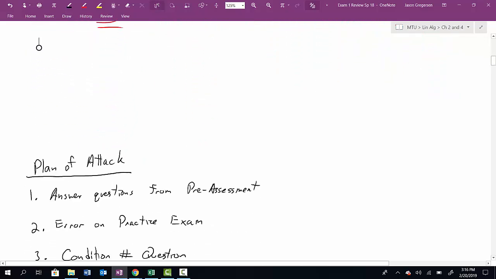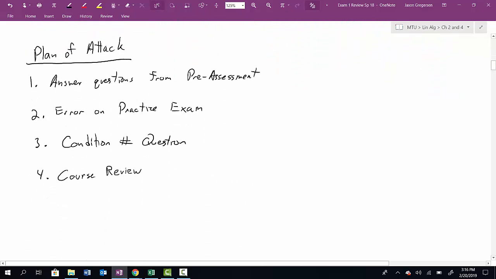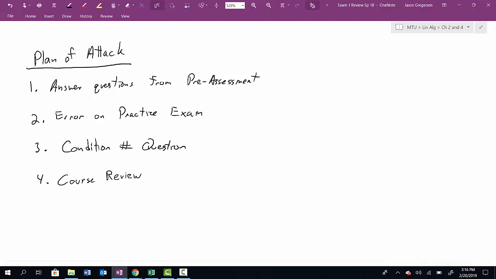All right, plan of attack for today. Answer a couple of questions from the pre-assessments. There was one error on the practice exam, kind of a numerical error, 1 times 2 ended up being 1 or something like that, so I'll point that out. One homework question, the condition number problem from section 2.3. And then we'll follow through with the course review. All right, any questions about what we want to do?